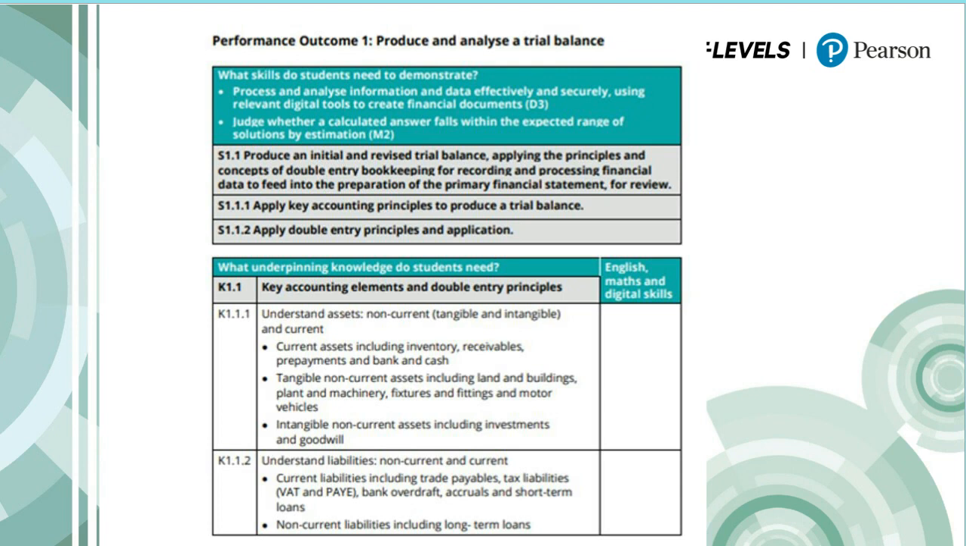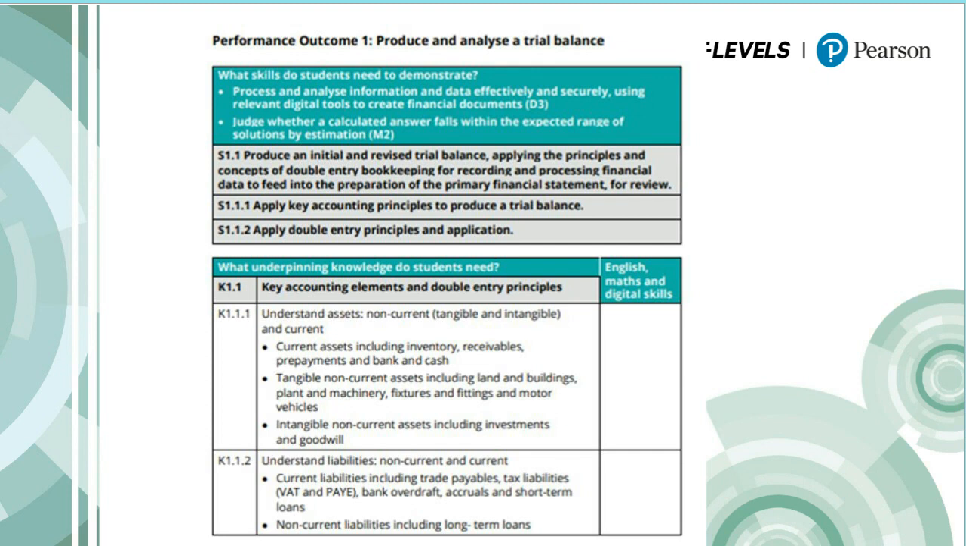Now, next in the grey box, we've got the first specialism skill covered by the performance outcome. And you'll see in that first statement, S1.1, produce an initial and revised trial balance, applying the principles and concepts of double entry bookkeeping for recording and processing financial data to feed into the preparation of primary financial statements for review. So here we can see the S refers to skills, as opposed to the K, which refers to knowledge. And of course, it's 1 because it's outcome 1. And .1 because that's the first specialist skill within the performance outcome.